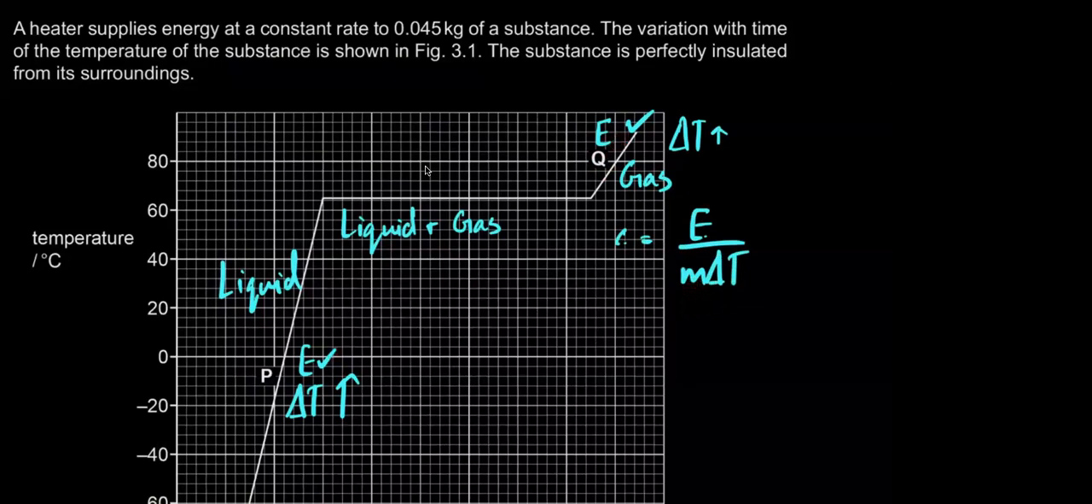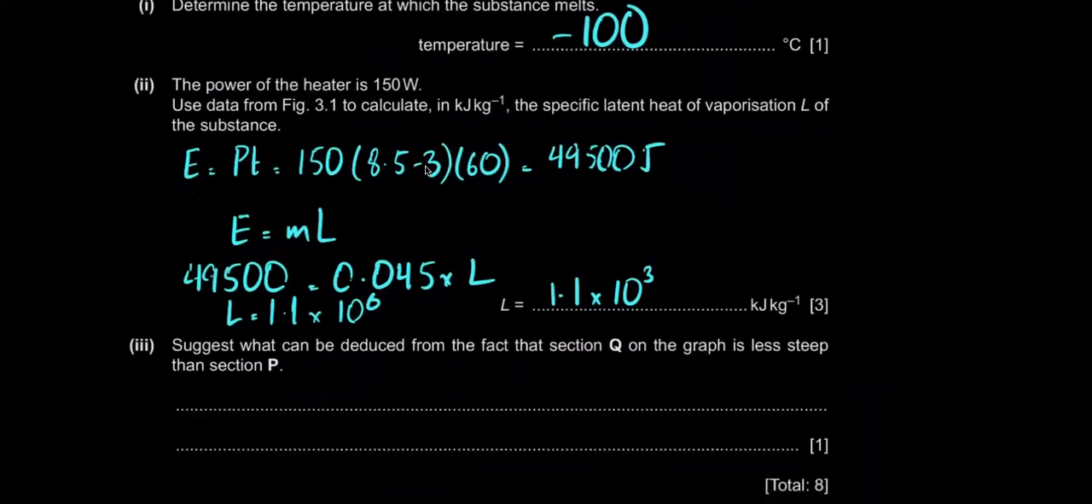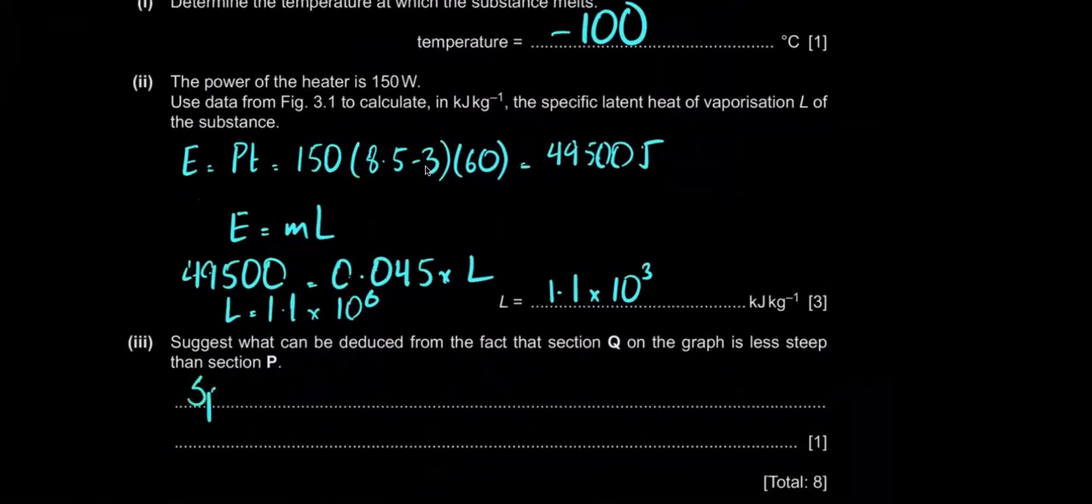So here and here, E is the same. Obviously, the mass of the substance is also the same in both these equations. Here, delta T is smaller, right? So the specific heat capacity in section Q, where the material is in a gaseous state, since the change in temperature is lower, is going to be higher as compared to P. So the conclusion I'm going to write is this: specific heat capacity is higher in the gaseous state.